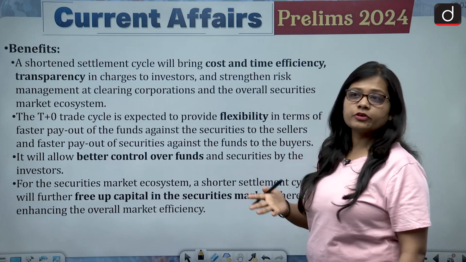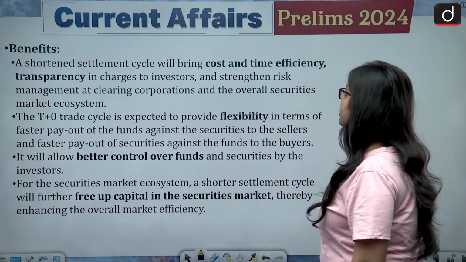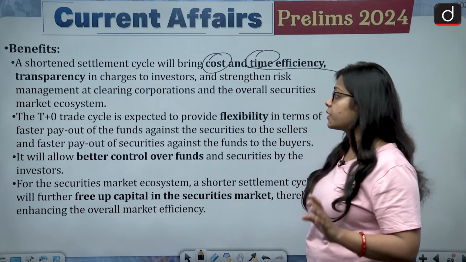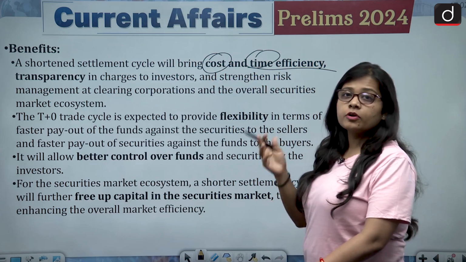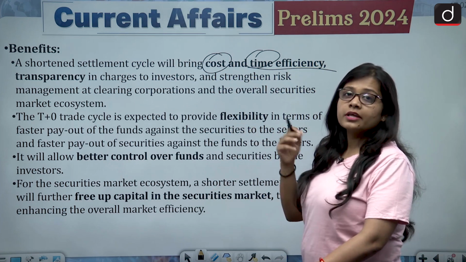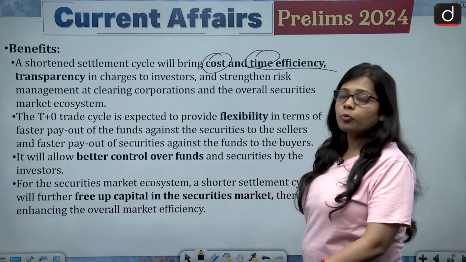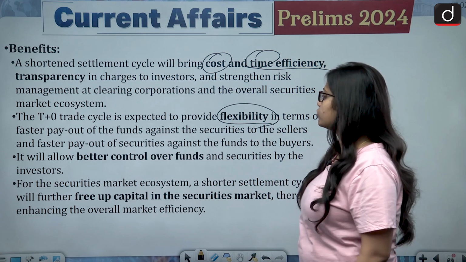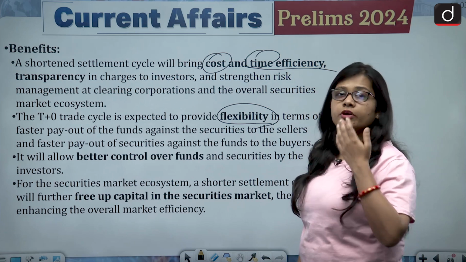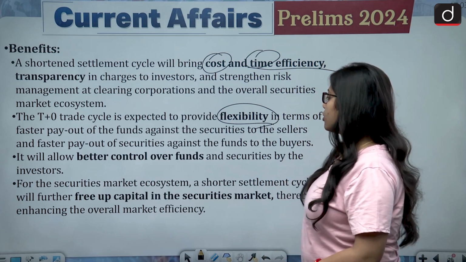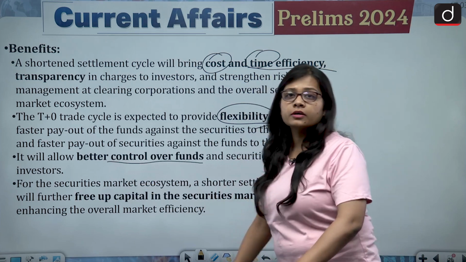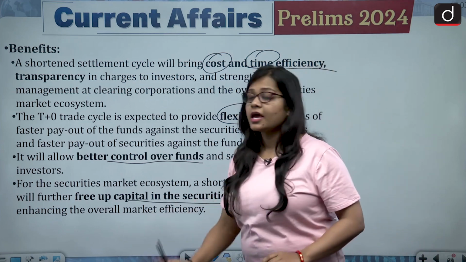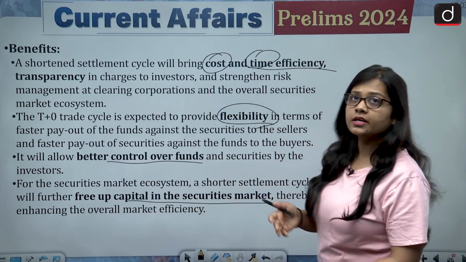Now, what will be the benefit from this? A shortened settlement cycle will bring cost and time efficiency, because things will be done at a faster pace. Transparency will be there, because if things will not be done on the same day, then what is wrong will come out openly. Then it also provides flexibility in terms of faster payout of the funds, so that the person can use that fund for some other things also. It will allow better control over funds of the people. Then this will further free up capital in the securities market, as more money will come into the cycle.